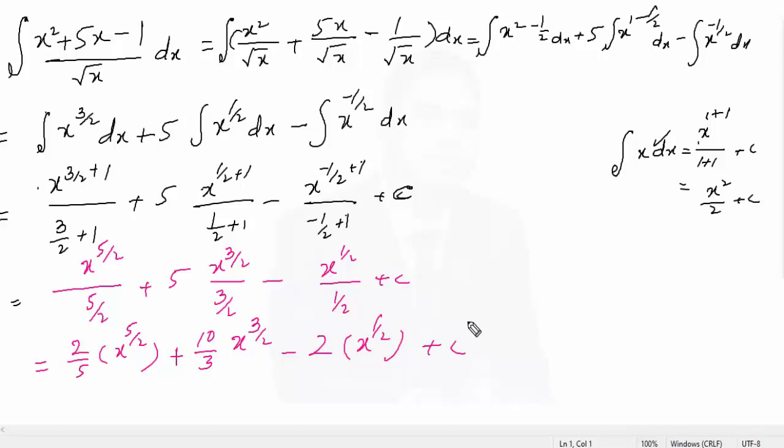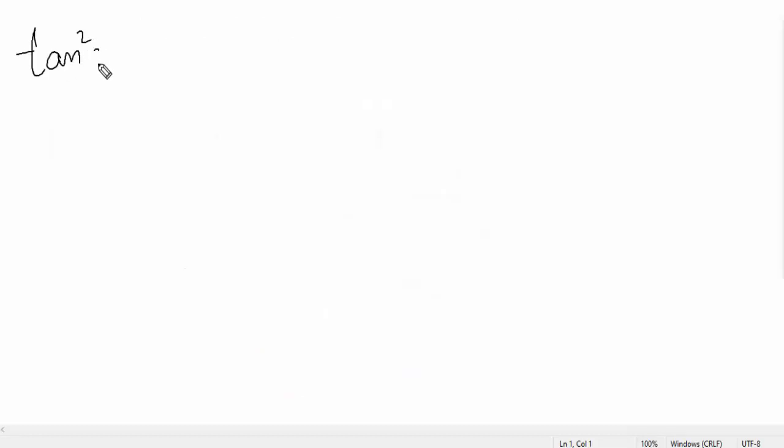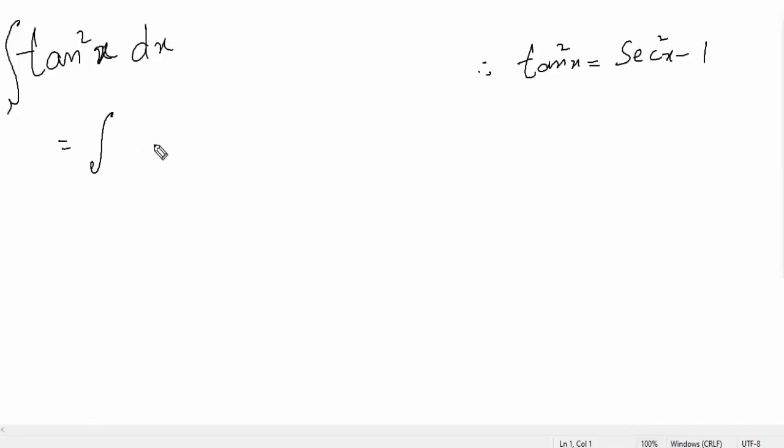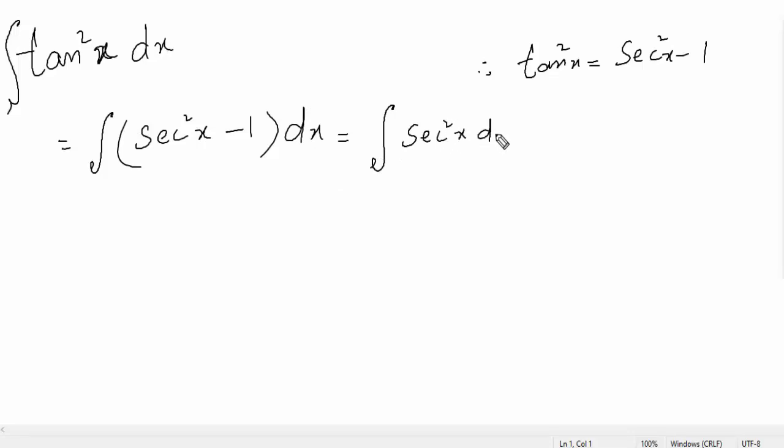simplification of this question. Tangent square x, integration sign tangent square x dx. So first of all, we know that tangent square x is equal to secant square x minus 1. So we can write this as secant square x minus 1 dx. So separate it: secant square x dx minus 1 dx.